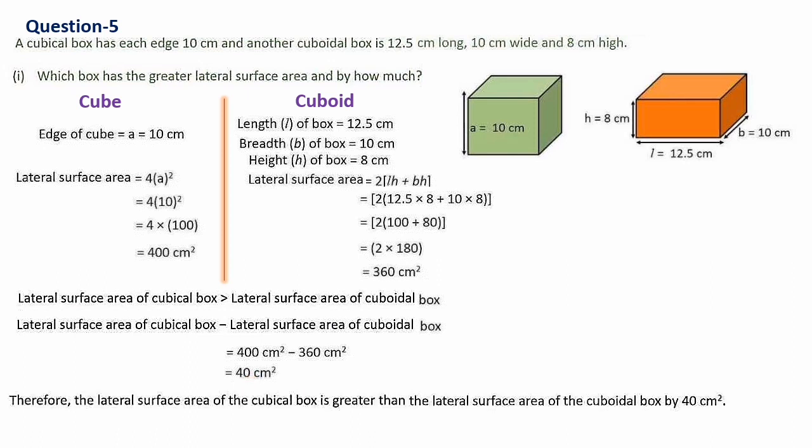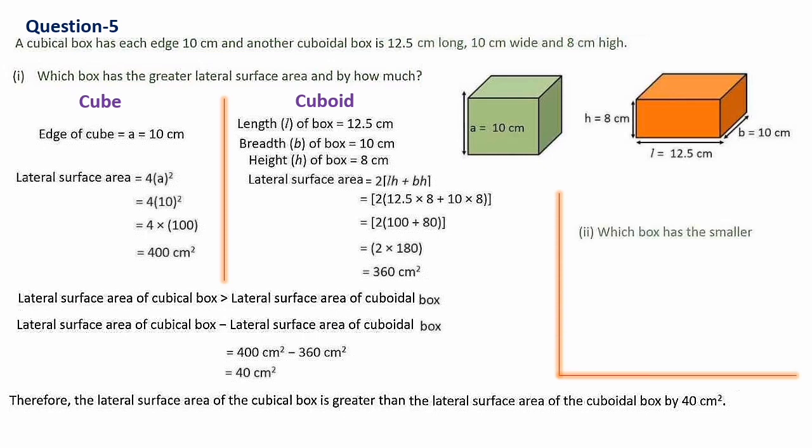So the first part answer is over. Therefore, the lateral surface area of the cubical box is greater than the lateral surface area of the cuboidal box by 40 centimeter square. The first part is over. It's a direct question. If you know the formula, you can do it.